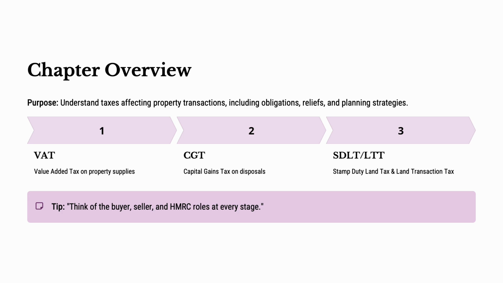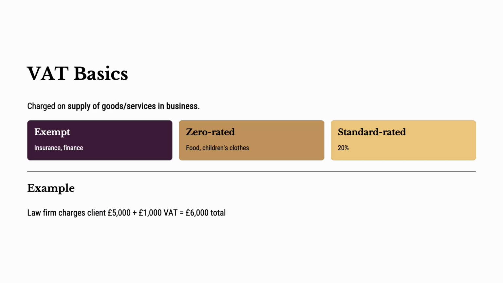So let's start with VAT, understanding what is VAT, value added tax. VAT is charged on supply of goods and services in the course of business. It's a consumption tax ultimately paid by the end consumer. There are three categories you need to know. Exempt: certain supplies are exempt from VAT, like insurance and finance. No VAT is charged, and importantly, you can't recover input VAT on these.